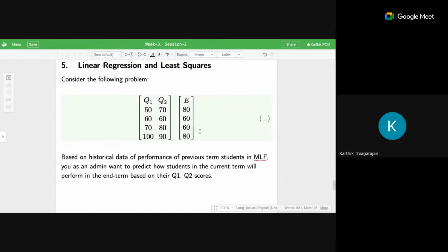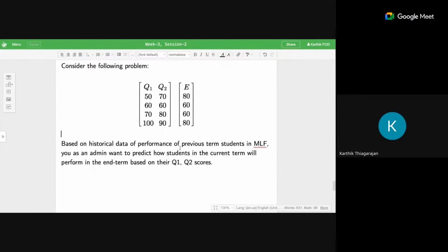So this is your historical data, or what is usually called the training data set in machine learning terms. And using this, somehow you have to come up with a model or a machine that can predict the scores of end-term students, even before they write the end-term. That's when prediction is useful. There's no point predicting something after it has happened. So after quiz 1 and quiz 2, you predict their end-term scores using their quiz 1, quiz 2 marks. That's the target. That's the goal.